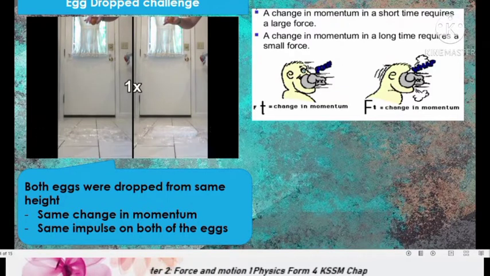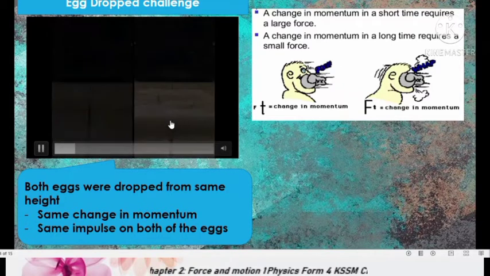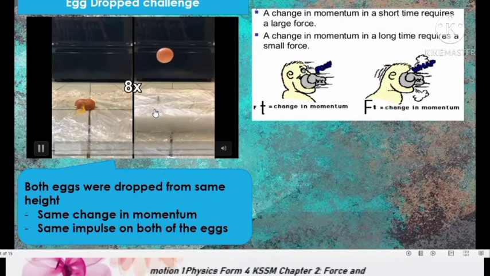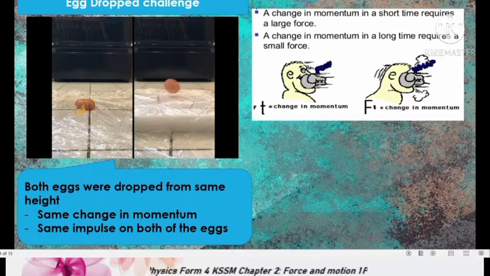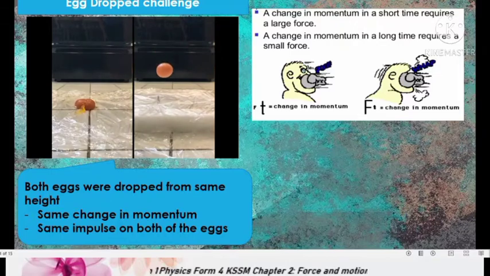Both eggs are released from the same height, meaning they have the same final velocity upon reaching the ground. Look at the first situation, the egg breaks, but the one that falls on the foam does not break. So let's look again at what happened to the eggs. In slow motion, you can see the one that falls on the floor breaks, but the one that falls on the foam does not break.